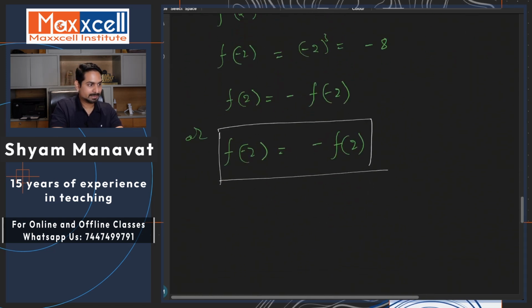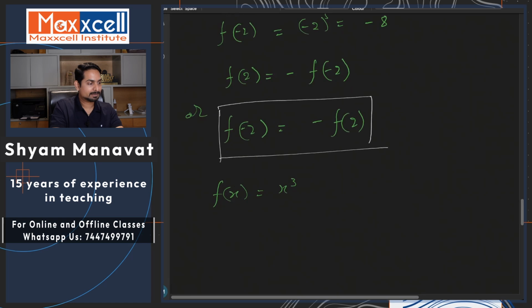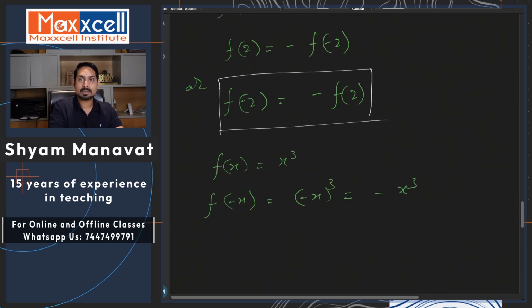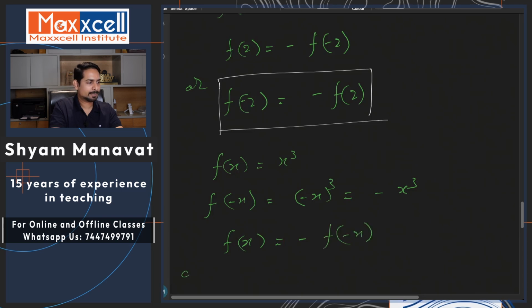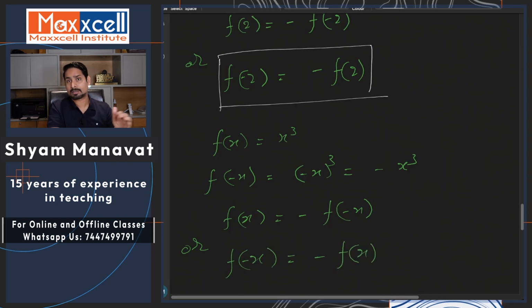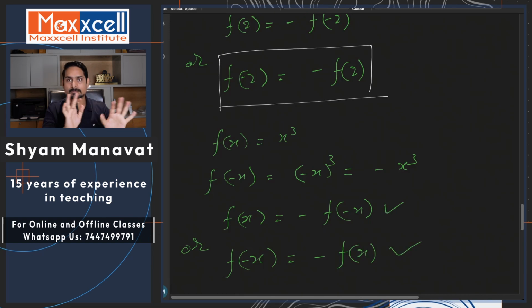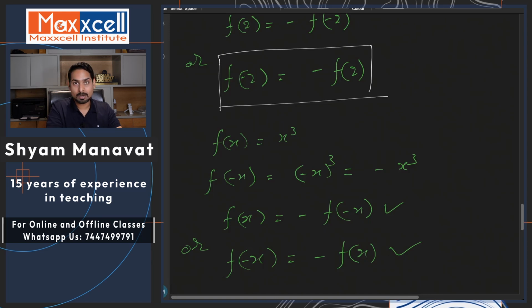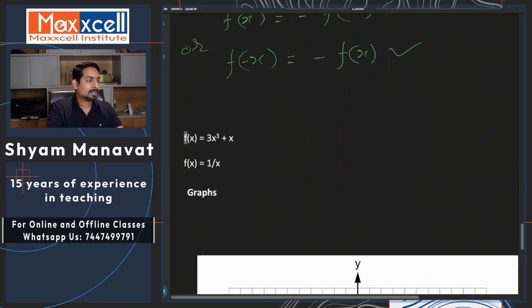Let's see, if I only take x, then what? f of x, which is given to be x cube, and if I substitute minus x instead, it will get you minus x cube, which will be equal to minus of x cube, right? Correct? So I can say here f of x equal to minus of f of minus x, or I can also say f of minus x equal to minus of f of x. You don't have to write the other expression also. If you understand either one of them, you got the concept of odd functions. So these types of functions are odd functions. Did you understand the characteristics?